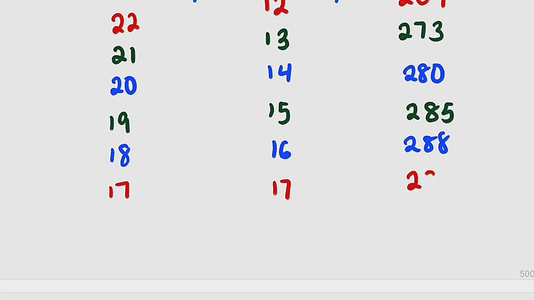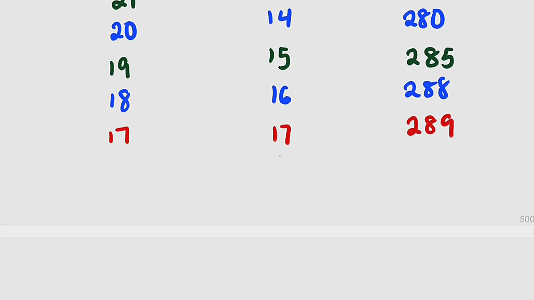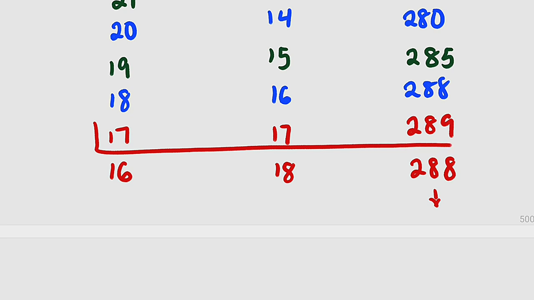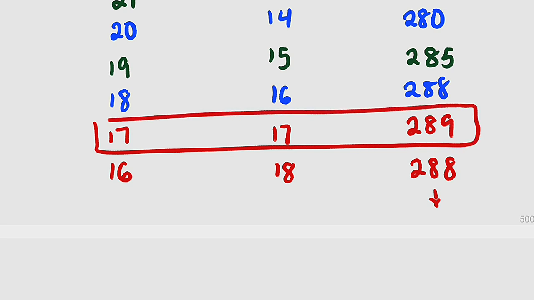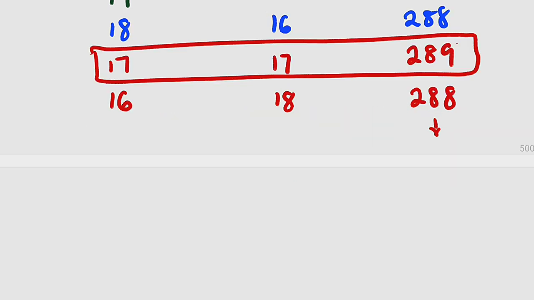We have 289. We increase this one to 18. We decrease this to 16. We multiply them together. We have 288. Can you see we have another 288 here? So the amount will now start decreasing. So we can see that this is the maximum cost, 289.